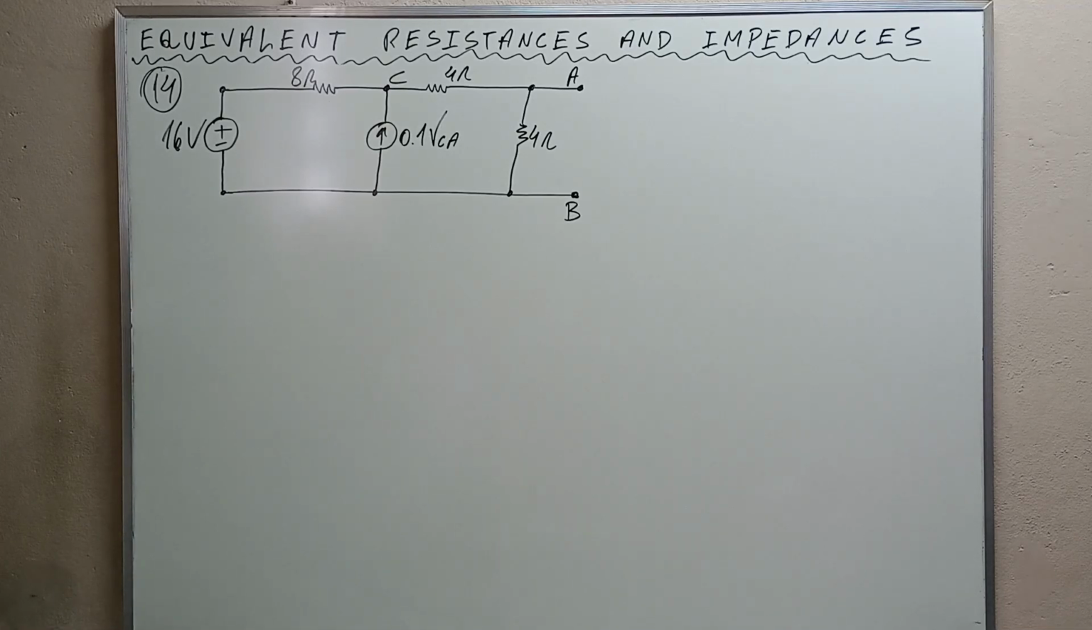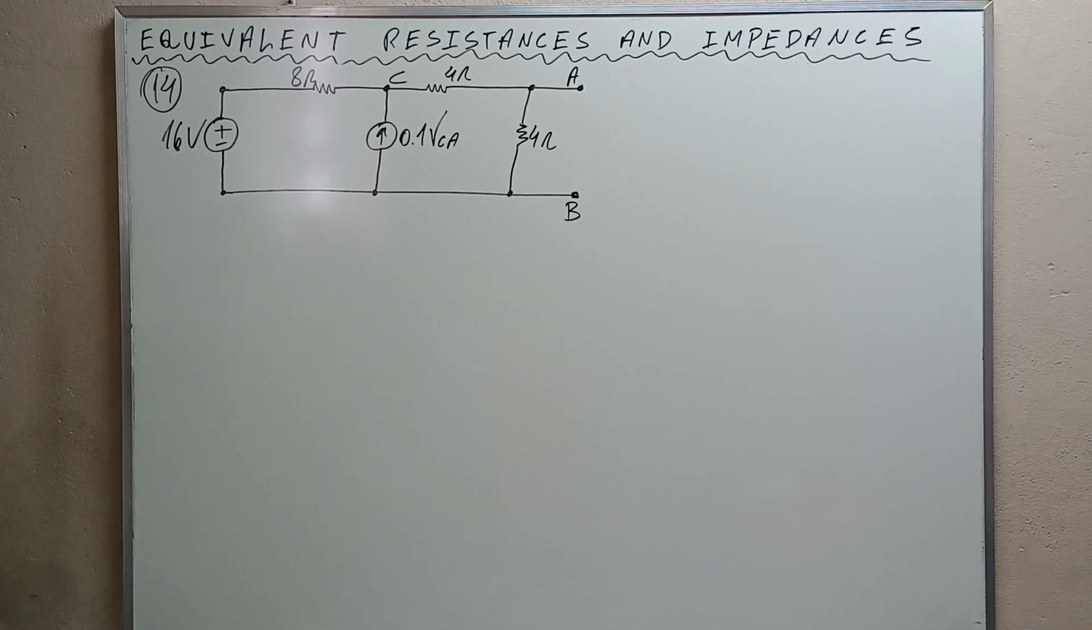Determine the value of the equivalent resistance of the circuit shown in the figure as seen from terminals A and B. This is the question. Let's go to the solution. Note that the current source in the middle of the circuit is controlled by the voltage between terminals C and A. In the calculation of the equivalent resistance, controlled sources cannot be short-circuited or opened.